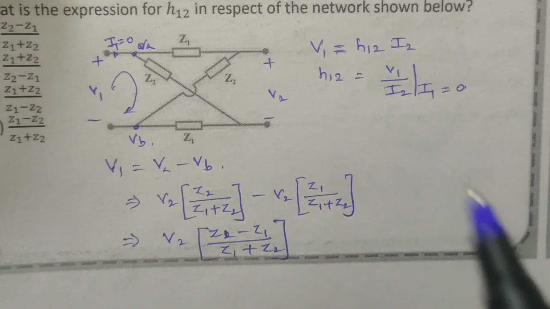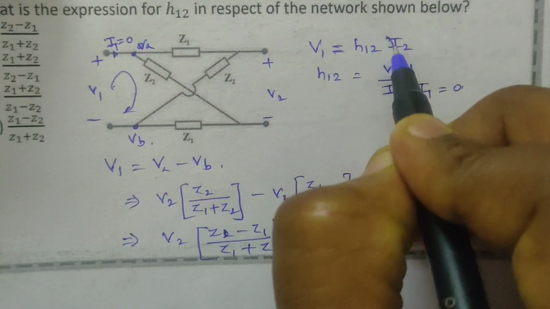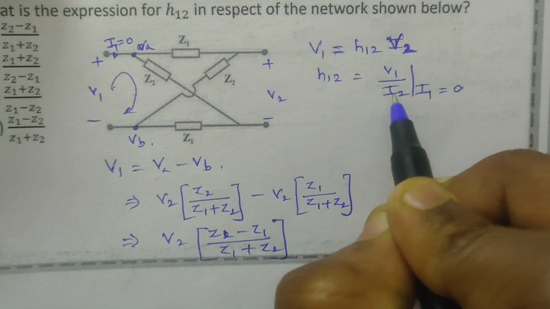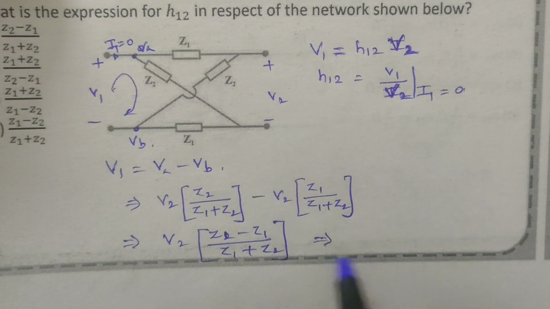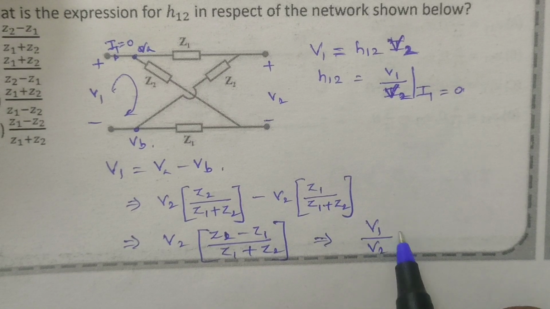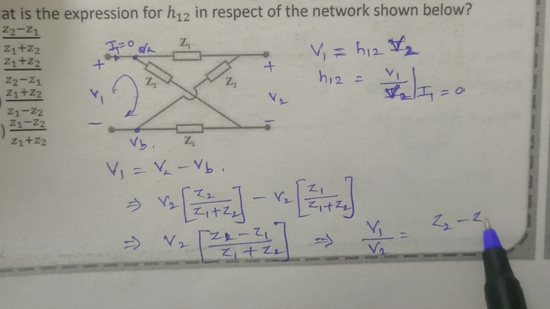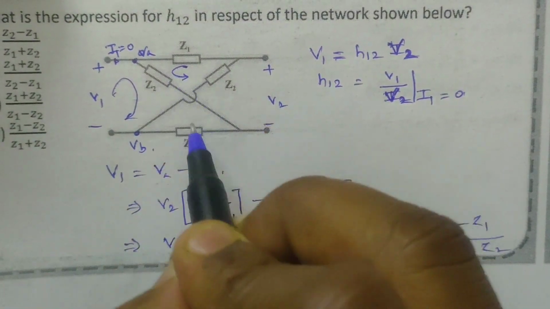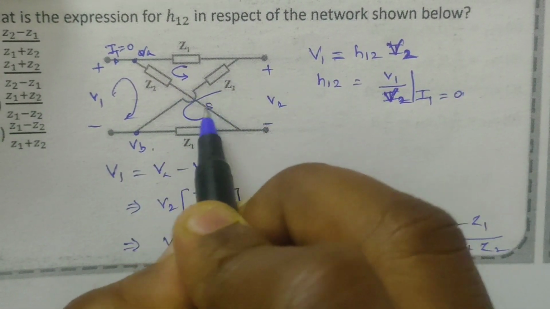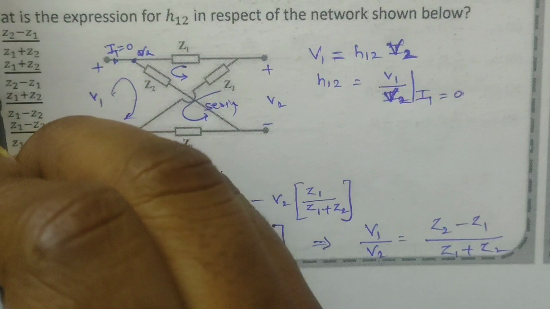Here I have done a small mistake. V1 is H12 into V2. This is V2 where I1 is equals to 0. From this we can write V1 by V2 is equals to Z2 minus Z1 by Z1 plus Z. In this, these both are in series and these both are in series. So option A is right.